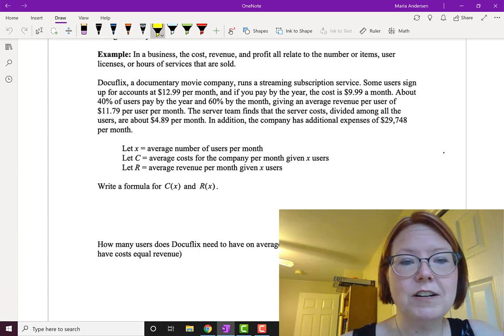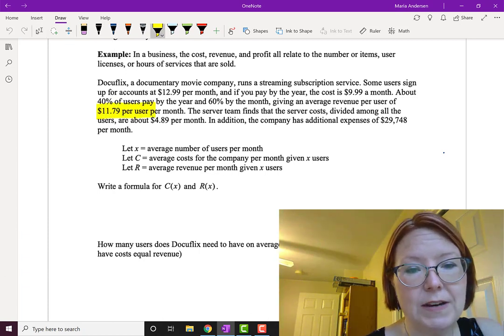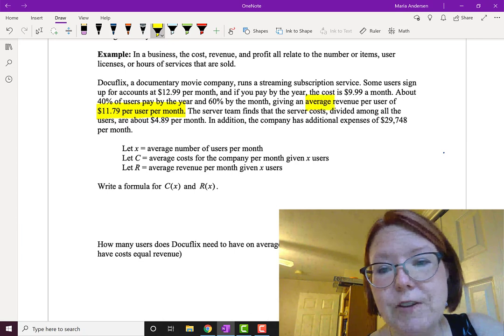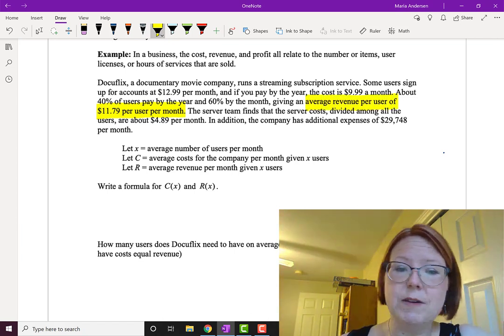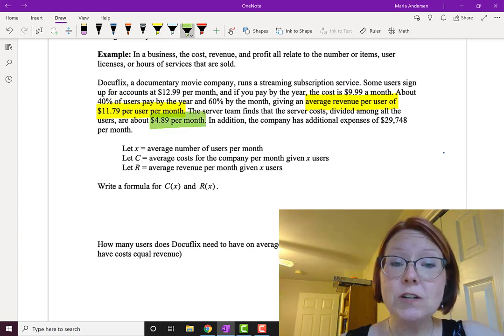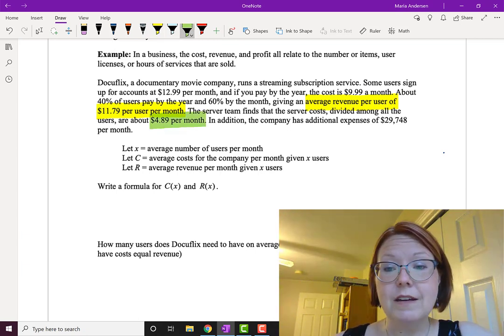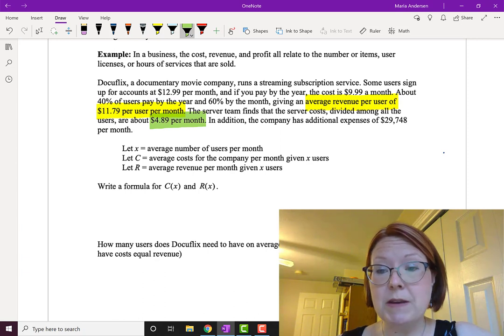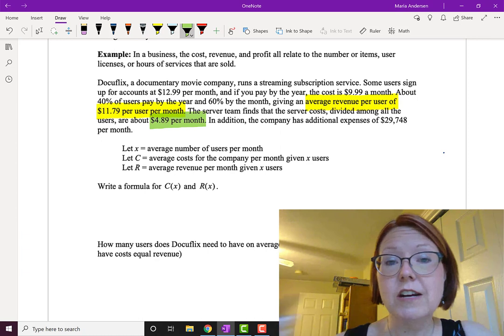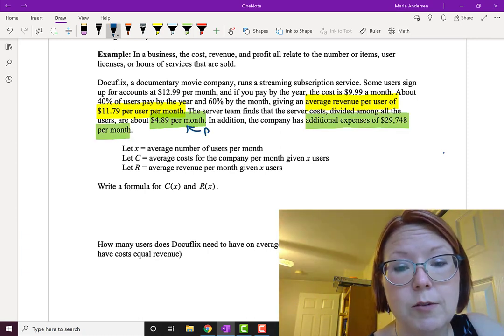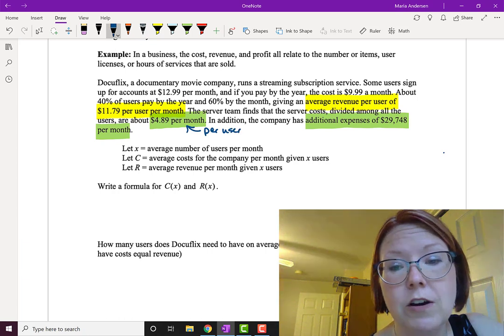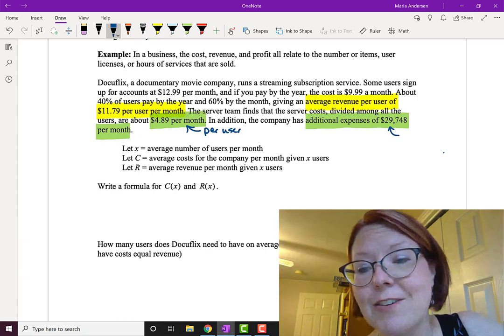And that's the important number to pull out of all of that, is that we now know what the average revenue per user is. The server team finds that the server costs divided amongst all the users are about $4.89 per user per month. In addition, the company has expenses of $29,748 per month, and those are what we call our fixed costs. $4.89 is our per user variable cost, and $29,748 is our fixed monthly cost.